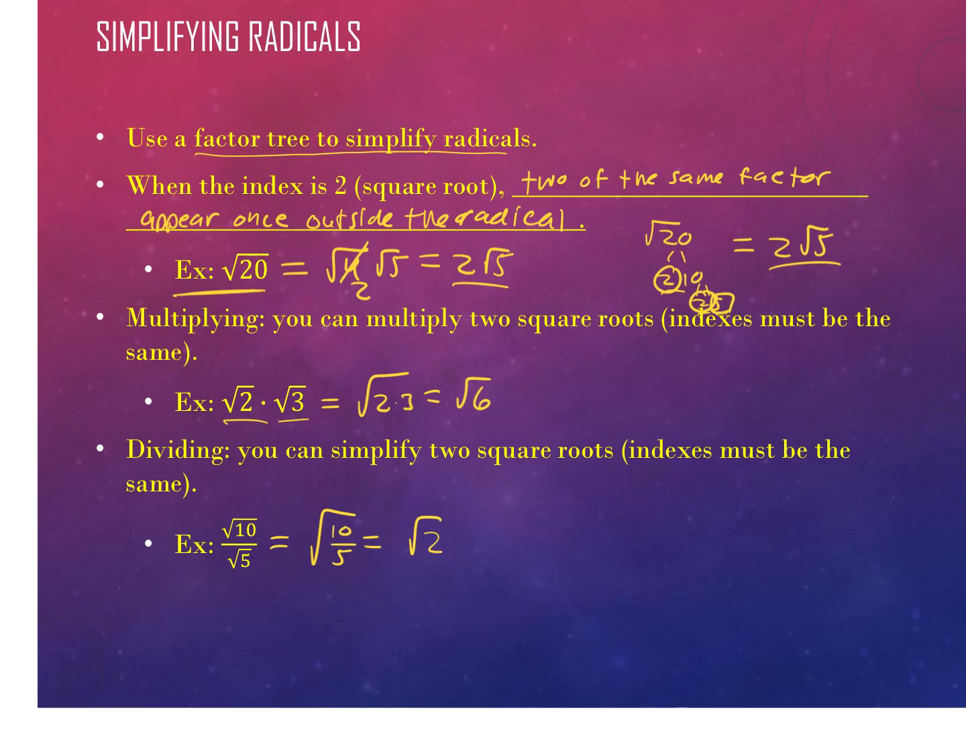You can also go in the opposite direction for both multiplying and dividing. Let's say I gave you the square root of 6. That's the same as the square root of 2 times the square root of 3. Let's say I gave you the square root of 10 divided by 5. That's the same as the square root of 10 divided by the square root of 5.